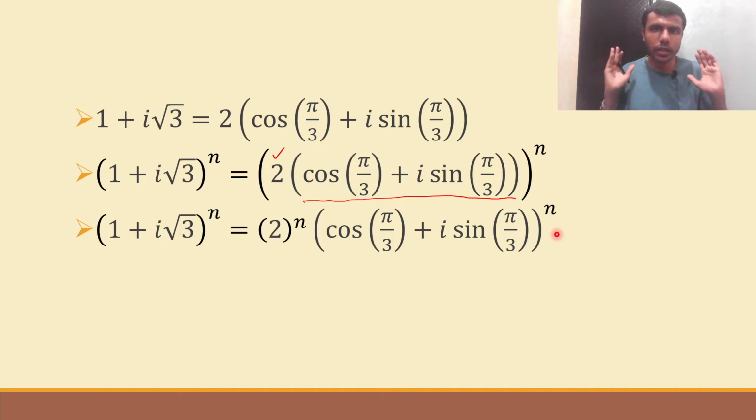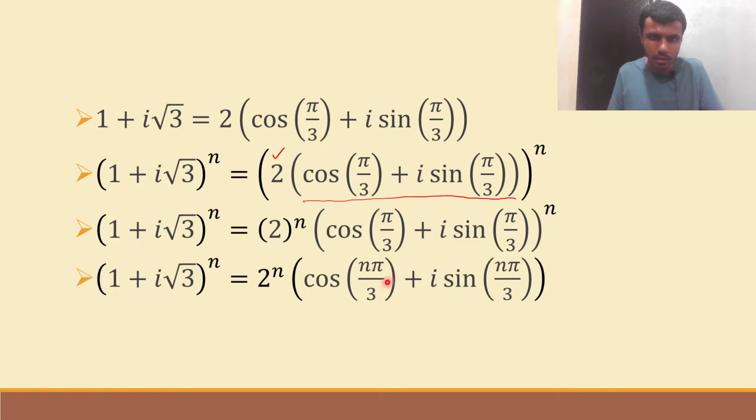Now I'm sure you guys are familiar with de Moivre's theorem. As per de Moivre's theorem, cos theta plus i sin theta power n, whenever there is some power, it just comes into the angle. So this n will come to the angle, cos of n pi by 3 plus i sin n pi by 3. Fine. This is by de Moivre's theorem. If you guys are interested, you can write here, by de Moivre's theorem.